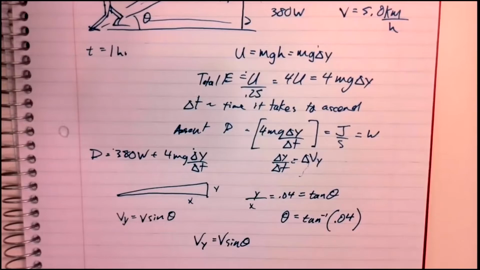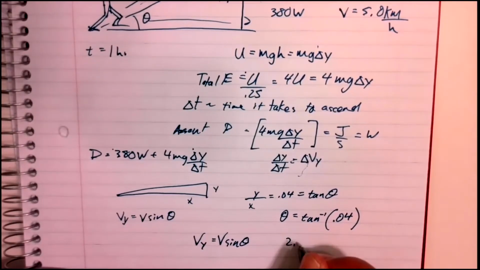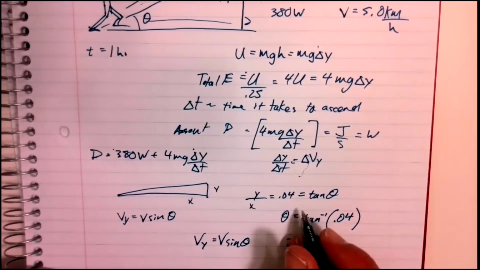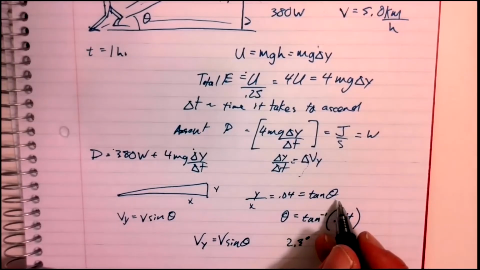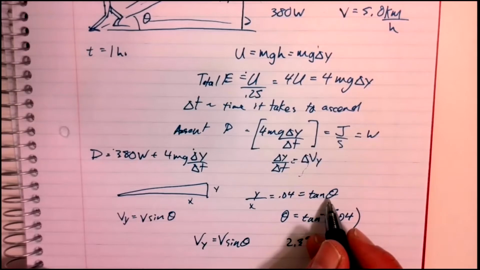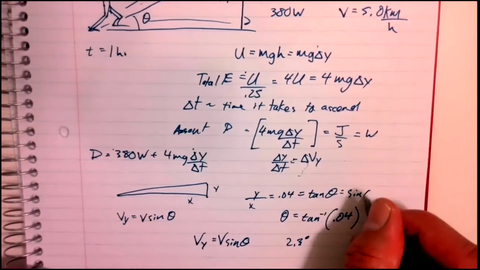If we calculate the arctangent of 0.04, we end up with an answer of 2.3 degrees. That's what we get. But actually, we know that for small angles, tangent of theta is equal to sine of theta.